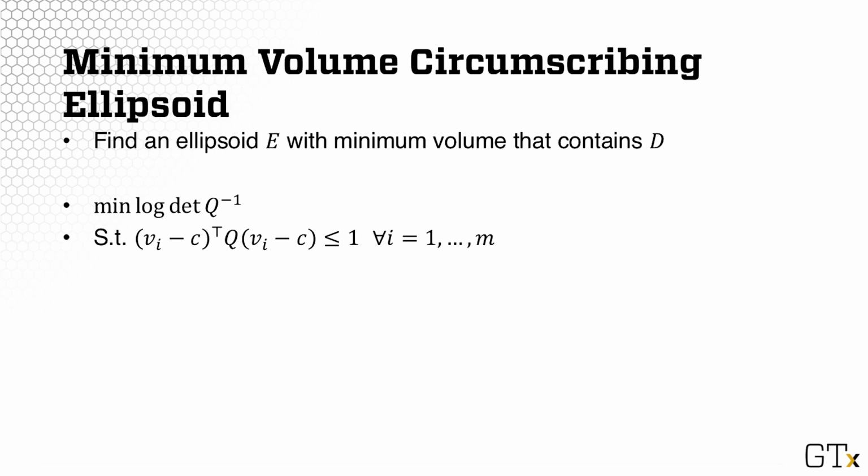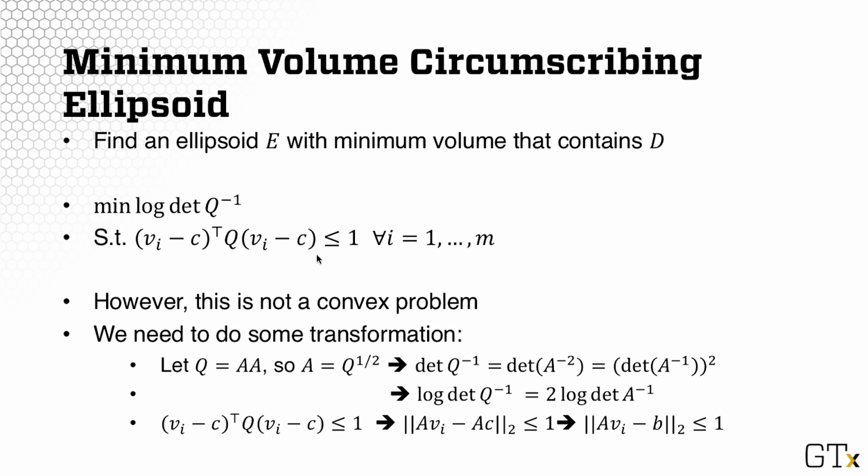This actually is not a convex optimization problem. Although the objective function is already convex, the constraint is not. See, the constraint has a variable here, and a variable here, and a variable here, and they're multiplied. So this is a cubic constraint. It's not convex. So we need to do some transformation to make it convex. All right, so how to do that?